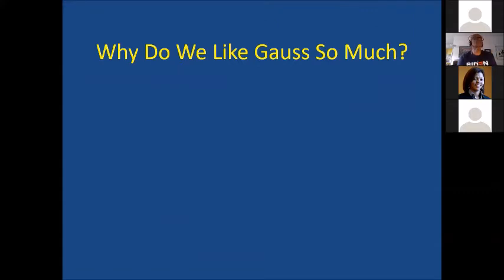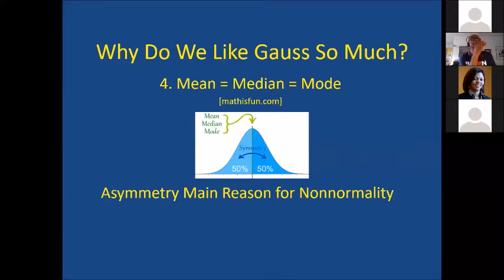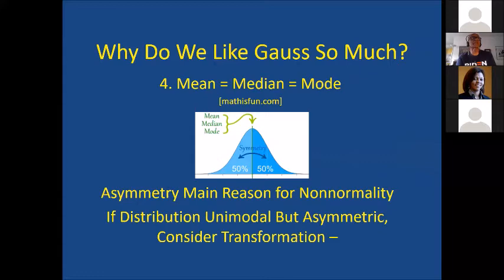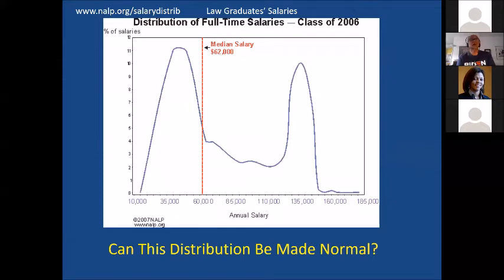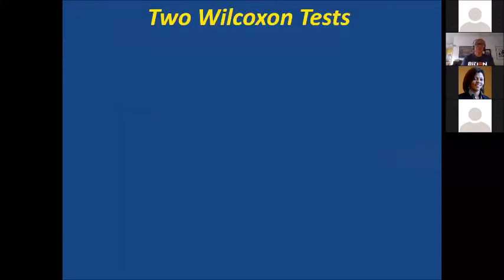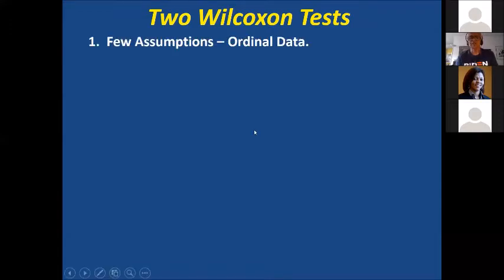So I think I showed you these slides before. Asymmetry is the main reason for non-normality, and you can consider transformation. And I went through these slides, I believe, a couple of weeks ago. So I'm going to talk about Wilcoxon. Wilcoxon was a statistician who worked out how to do the proper paired analysis and unpaired analysis, like the paired T and the unpaired T, when you don't have a normal distribution. There are 2 Wilcoxon tests, but the basic thing is that there are no assumptions made about the distribution.